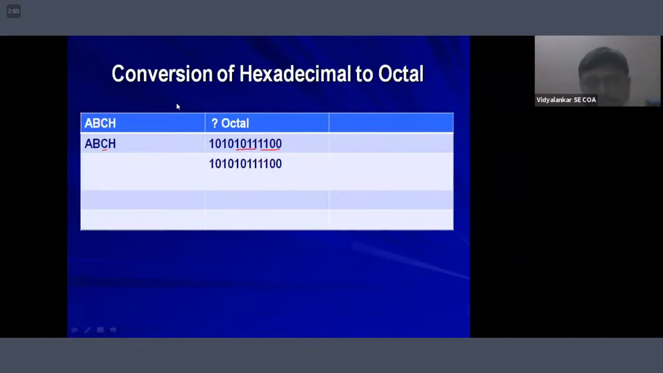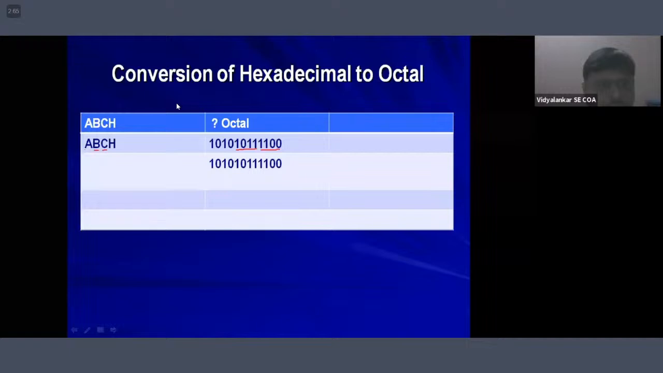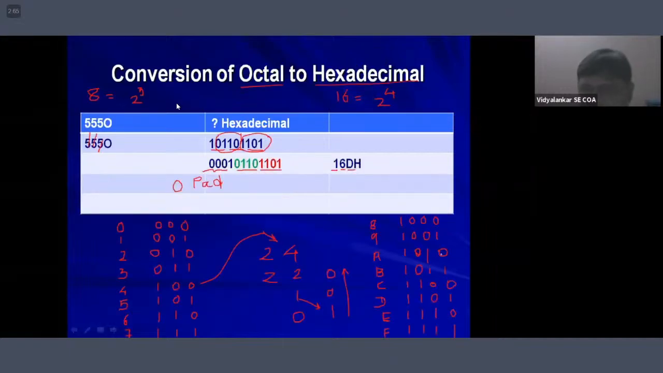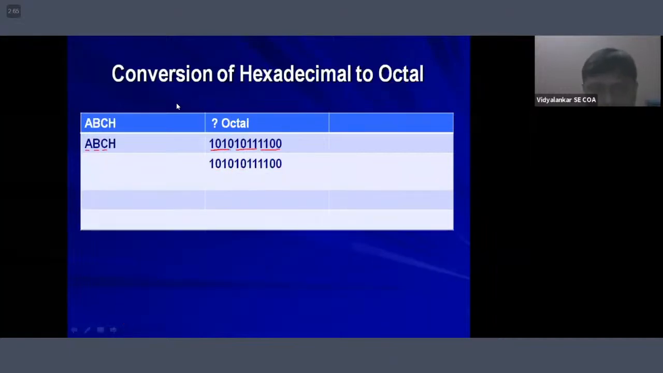1011. What is the next digit? A. Okay, we took B, now we are taking A. What is A? A is 1010. Observe it. 1010. Is it okay?